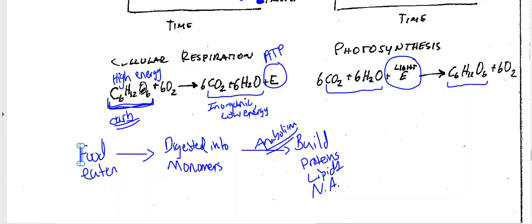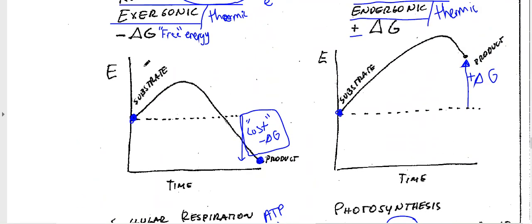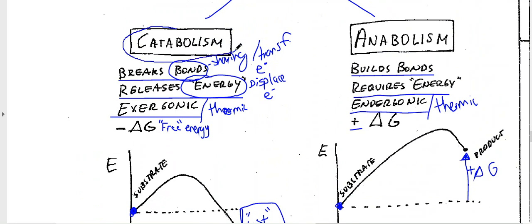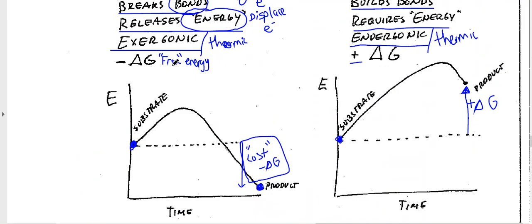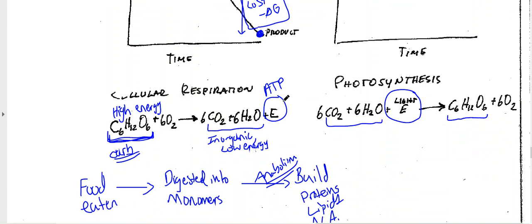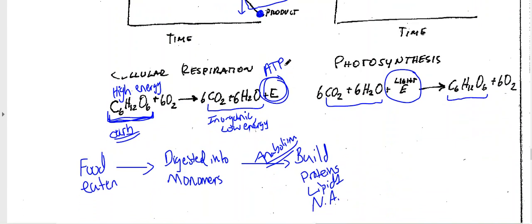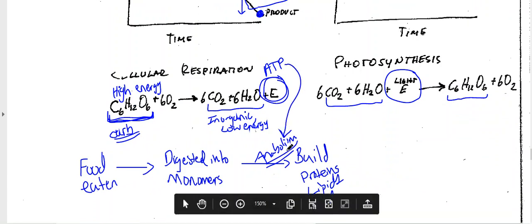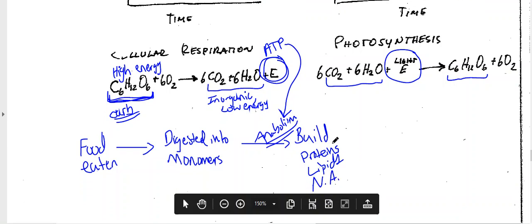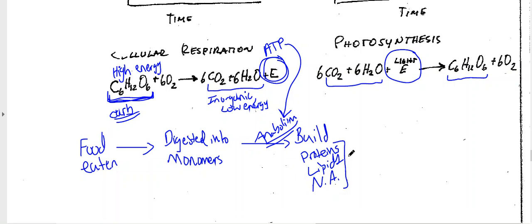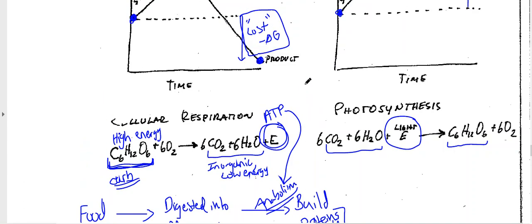Carbohydrates provide you with a high energy molecule that after a catabolism, a catabolic reaction, releases a lot of ATP. That ATP can then be used by your cells in an anabolism, or an anabolic reaction, to then build proteins, lipids, nucleic acids, and anything else that it needs. So these two processes are very, very closely related to each other, right?